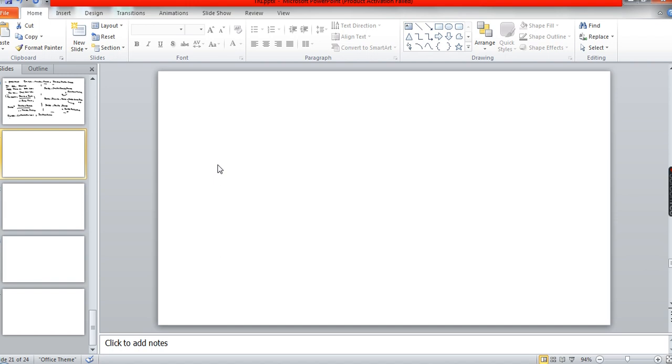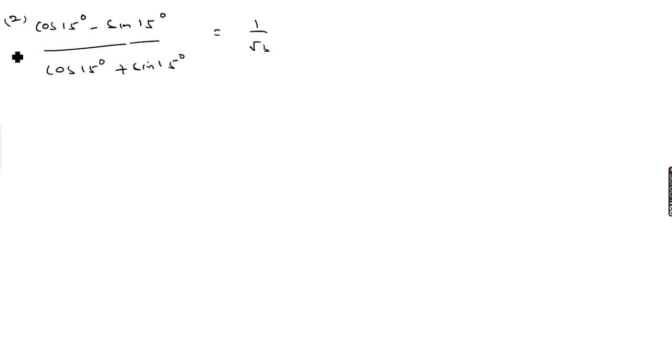The next problem is: cos 15 degrees minus sin 15 degrees divided by cos 15 degrees plus sin 15 degrees equals 1 by root 3. That is, prove that.